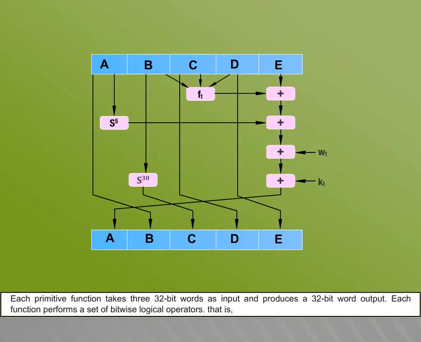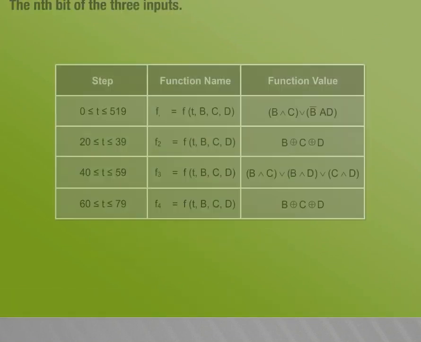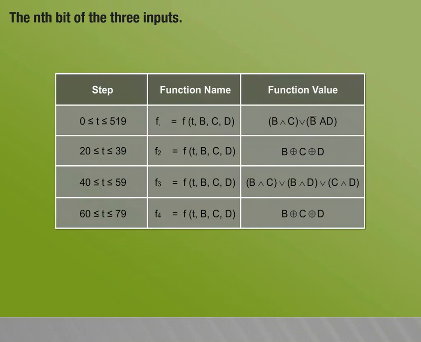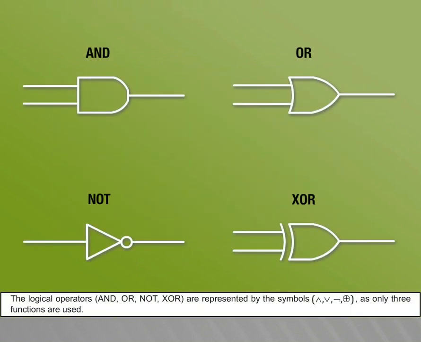Each primitive function takes 3 32-bit words as input and produces a 32-bit word output. Each function performs a set of bitwise logical operations, that is, on the nth bit of the 3 inputs. The logical operators AND, OR, NOT, XOR are represented by symbols, and only 3 functions are used.